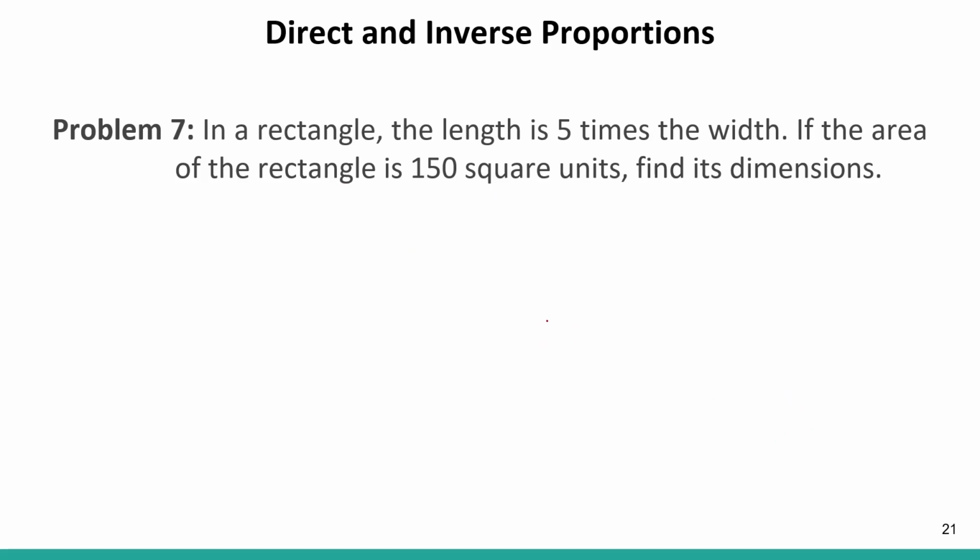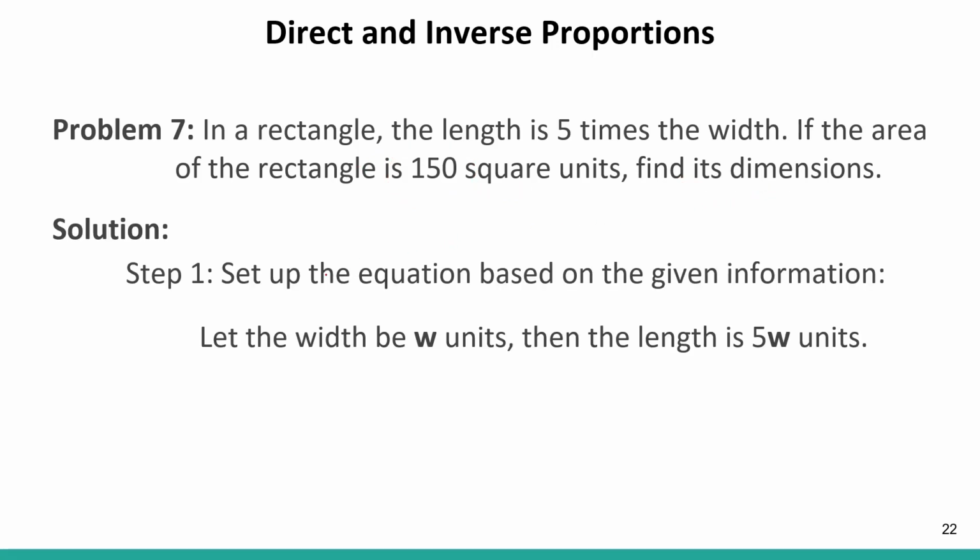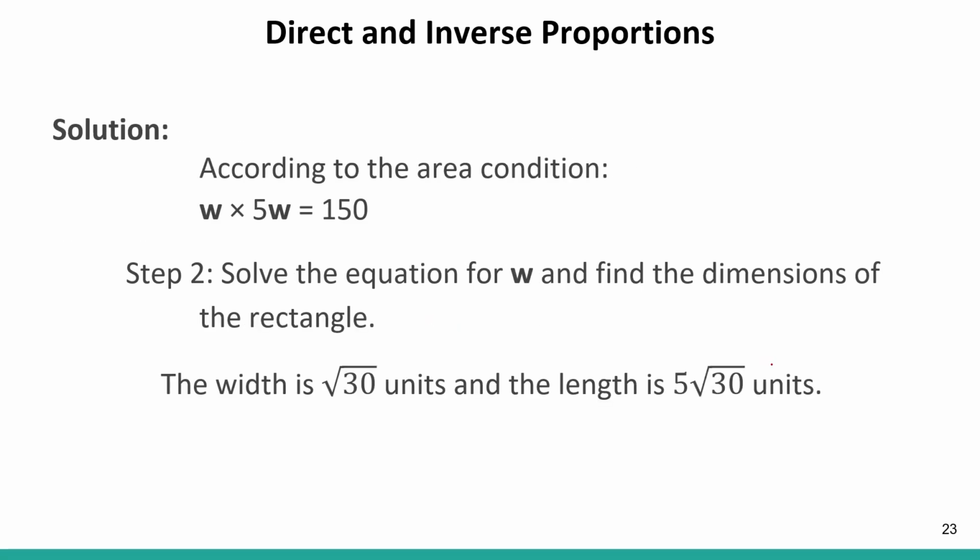So let's see problem number 7. In a rectangle, the length is 5 times the width. Given the width, the length will be 5 times the width. If the area of the rectangle is 150 square units, find its dimensions. Setting up the equation based on the given information, let the width be W units and the length is 5W units.